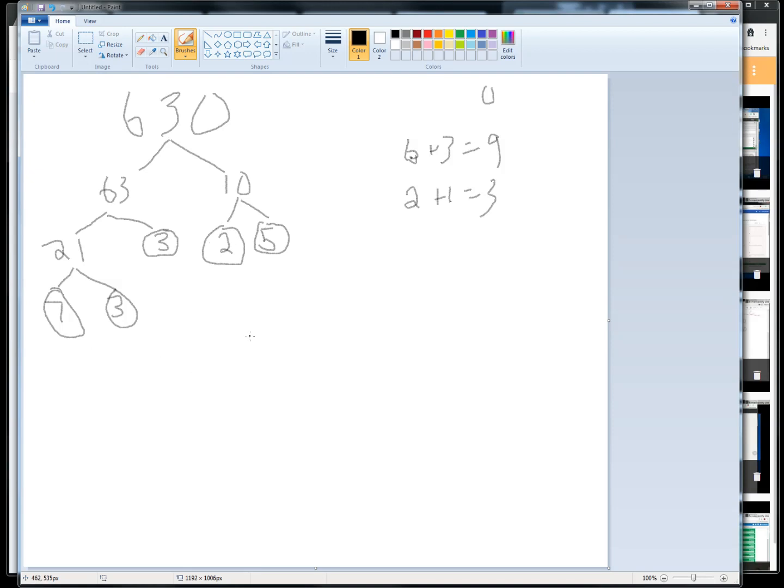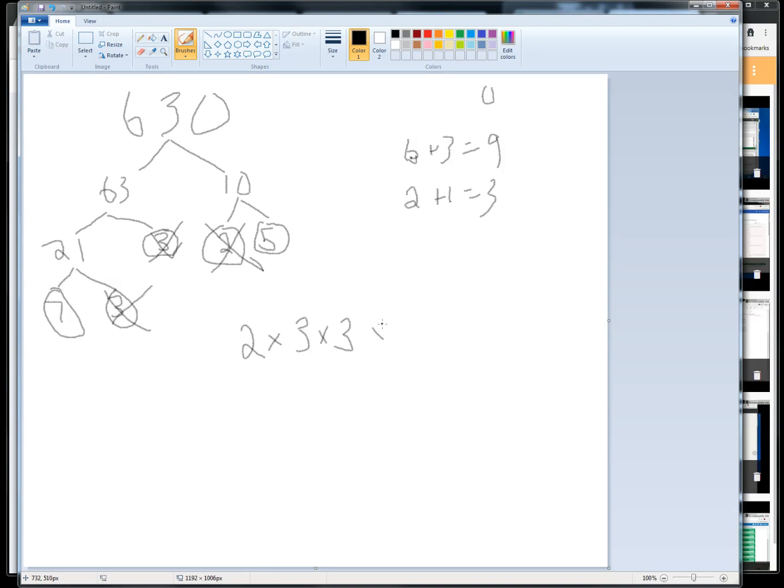And you can line them up. I like to do them in order. These are the factors, which means they multiply together to make 630. I've got my 2. I've got a 3. I have another 3.